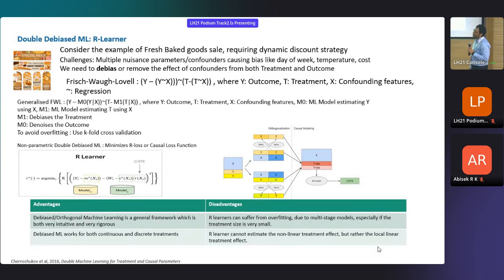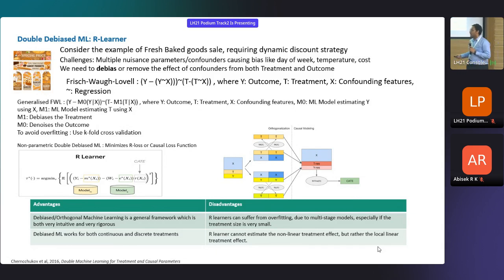So here we have the double debiased ML models. Taking a look back at the example of the fresh products, right? In that scenario, there can be variables which can affect both the treatment as well as the outcome, right? For example, the day of the week, the time of the day, or the temperature, and so on. So we need to remove the effect of these confounding variables from both the treatment and the outcome. We can do this using this double debiased ML.